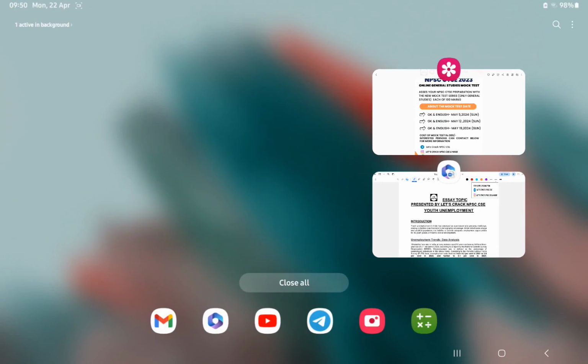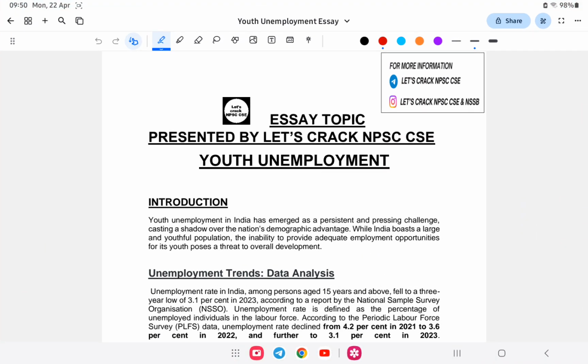So let us start with youth unemployment. We all know that we are giving exams because we want to get employed. Likewise, especially in India, the unemployment rate is very high, especially among the youth. In the previous essay, we have also completed that.